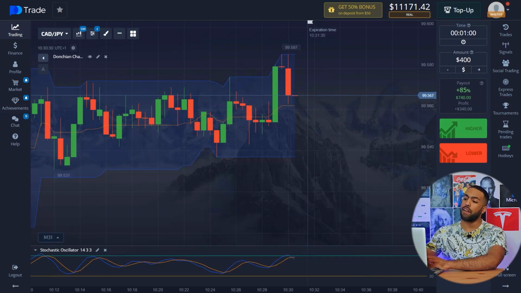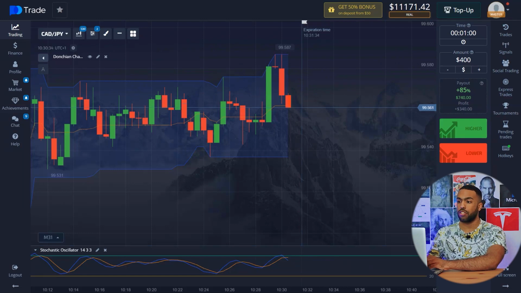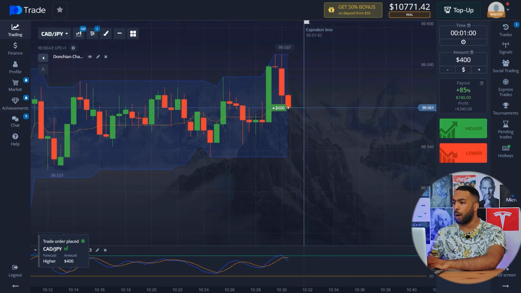Okay, let's continue and find the new entry point into our next trade. The price is declining right now, and having reached the average line of the Donchian channel, I'm going to make an up trade for 1 minute, also for $400.